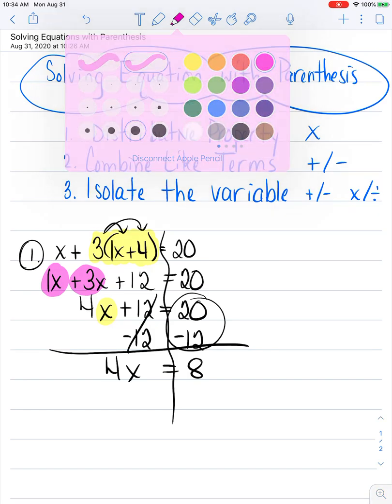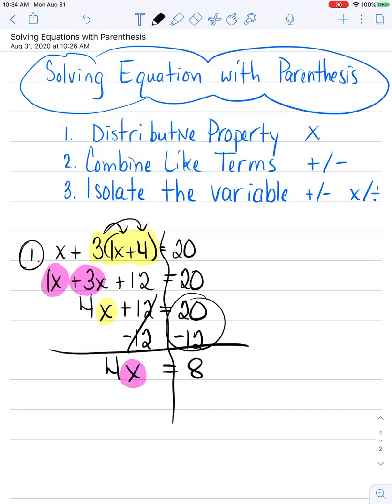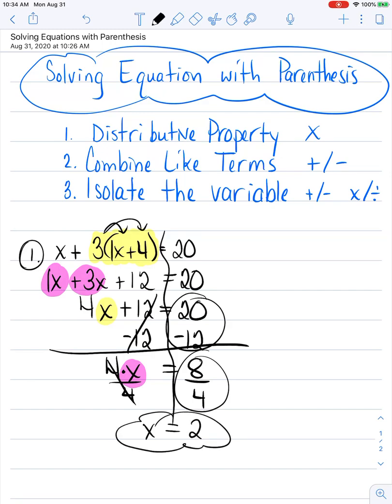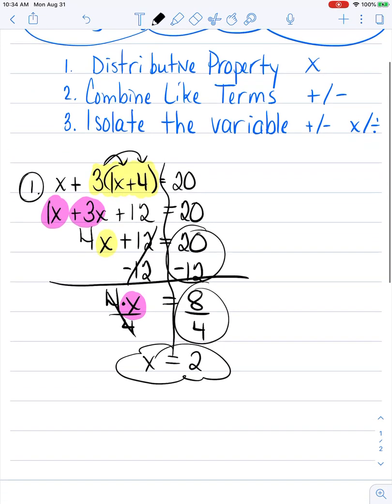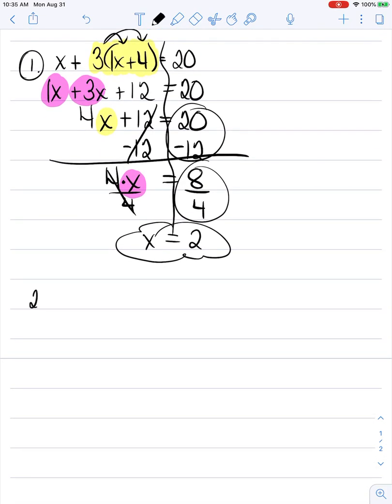And then I notice I still have a times 4 hanging on to my variable or letter. So I do the opposite. The opposite of times 4 is to divide both sides by 4. So x equals positive 8 divided by positive 4, which is positive 2. So 2 is the solution to this equation, or when I plug 2 back into the equation, it makes it true. So let's try another one.